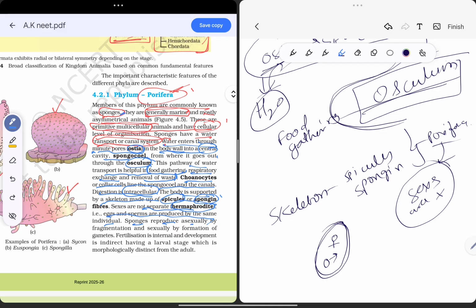Eggs and sperms are produced by the same individual. Sponges reproduce asexually by fragmentation. Sexual reproduction is by the formation of gametes. Remember that asexual reproduction takes place by fragmentation, and sexual by formation of gametes. Fertilization is internal and the development is indirect. Why is it indirect? It's not mentioned here, but it has a larval stage. As it has a larval stage, it's indirect development, in which the larva is morphologically distinct from the adult.